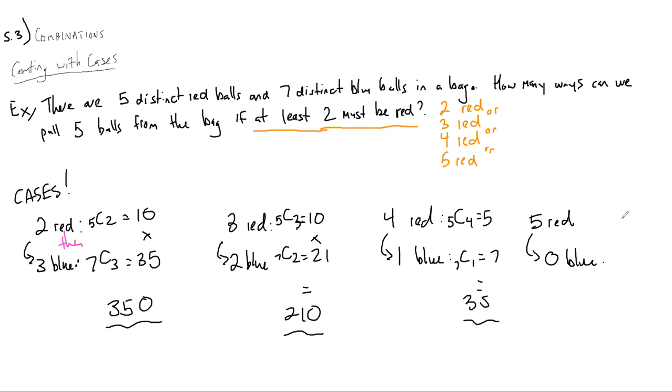And then finally, if they're all red, there should just be 1 way to do that, and that's by choosing all of the red balls. And there's only 1 way to choose no blue balls, and that's by not choosing any of them. And so we get exactly 1 of those options. And so in total, because it's cases, it's that word or in between all of them. So we add these up and get our total of 596 ways to do this.